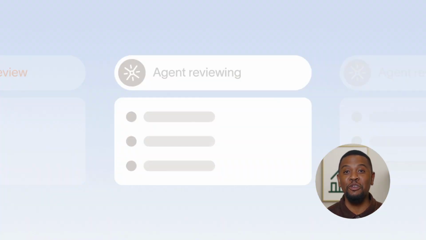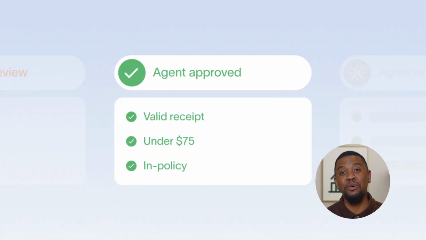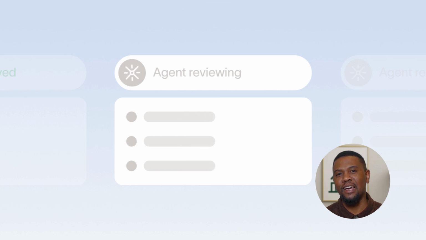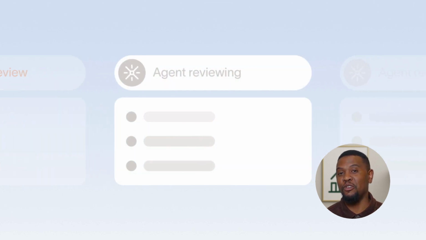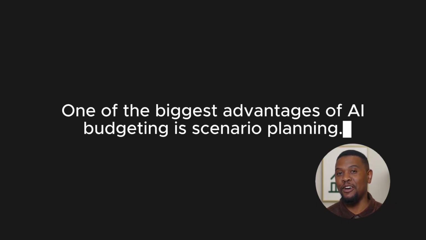With real-time spend data flowing in, whether that's from Ramp or direct bank feeds, the system can also spot unusual patterns immediately. A sudden spike in office expenses or an unexpected software renewal can trigger alerts before they blow up your budget. One of the biggest advantages of AI budgeting is scenario planning.